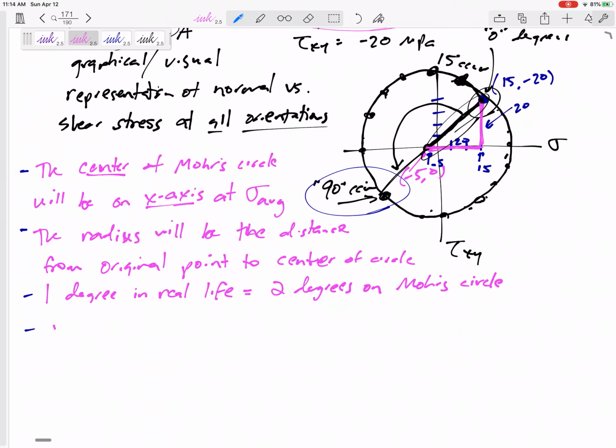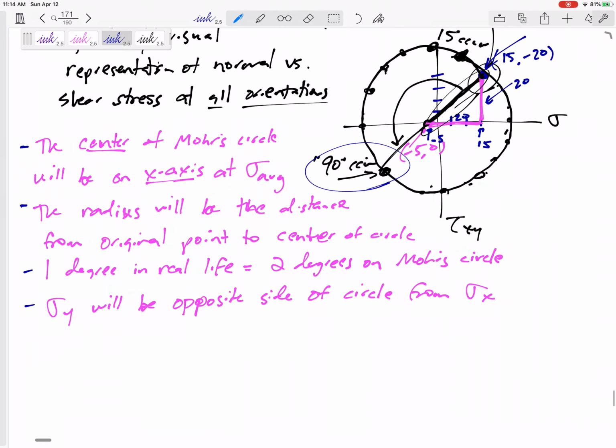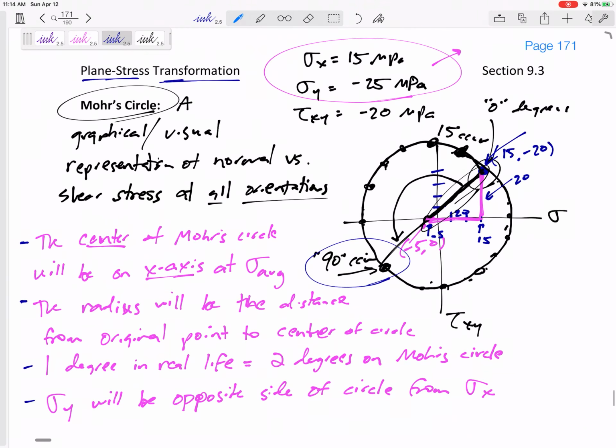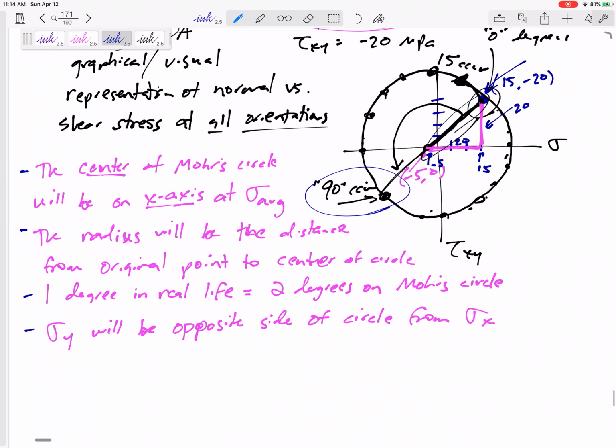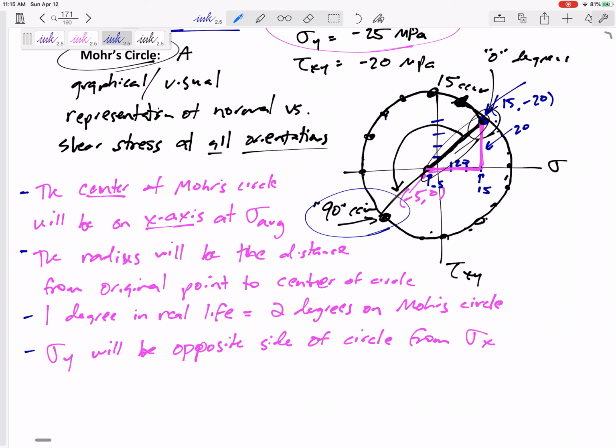And then one last thing, sigma y will be on the opposite side of the circle from sigma x. Sorry, negative tau. All right, sigma y will be opposite on the side of the circle as sigma x. So if this right here is sigma x, that right there would be sigma y.